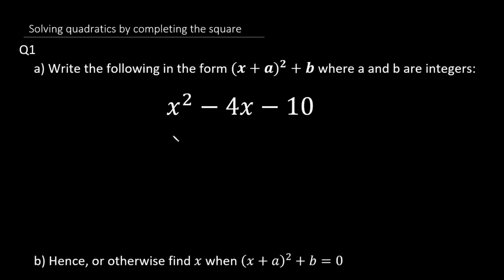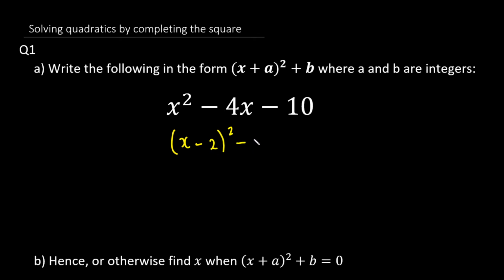Okay, so for the first step, I'm just going to put a single bracket with a square. And instead of an x squared, I'm just going to write an x. And next to it, I'm going to write half of this number here in front of the x. So it's minus 4, so I'm going to put down minus 2. So that's the first part. I'm then going to take away this number here squared. You're always going to take it away. Whether this is a plus or minus, you're always going to take this number away squared.